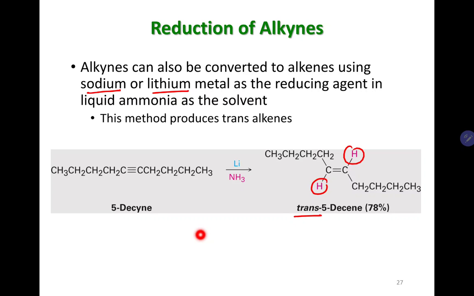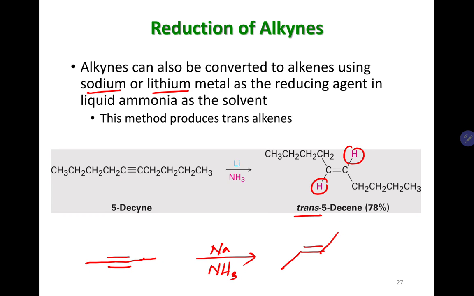So we just learned two different reactions. If you want to generate a cis alkene, you will use Lindlar catalyst. But if you want to get a trans product, you will use lithium or sodium and liquid ammonia, and it will give you a trans compound. So that is how you conduct a reduction in a controlled manner.